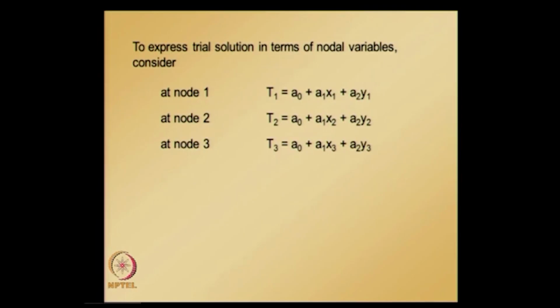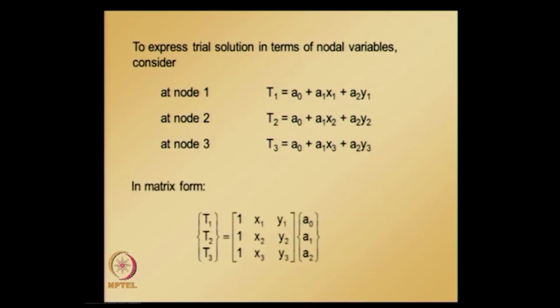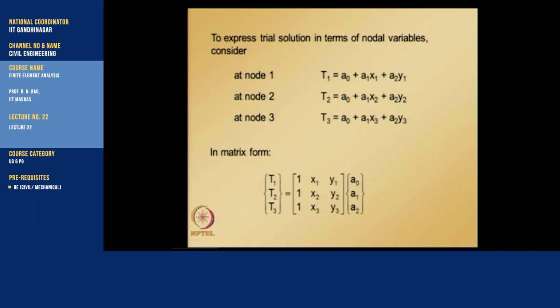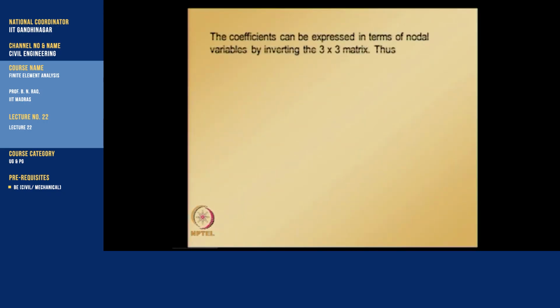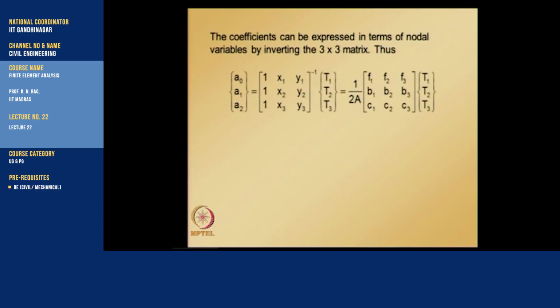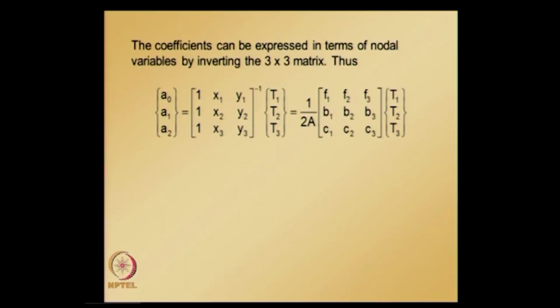So, by using these conditions we get 3 equations, and we can solve these 3 equations for a0, a1, a2. To solve these 3 equations we can put them in a matrix form in this manner. The coefficients can be expressed in terms of nodal variables by inverting the 3 by 3 matrix comprising the coordinates of the 3 nodes of the triangular element. So, a0, a1, a2 can be obtained by inverting a 3 by 3 matrix consisting of the coordinates of nodes 1, 2, 3.